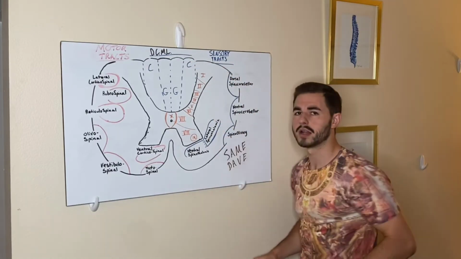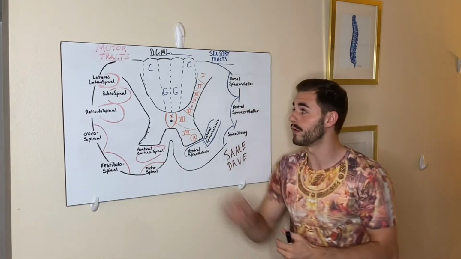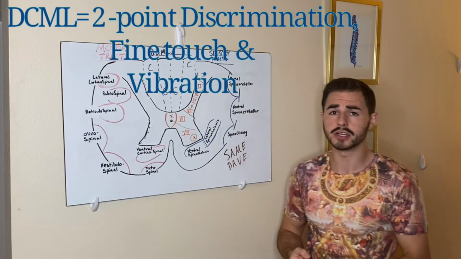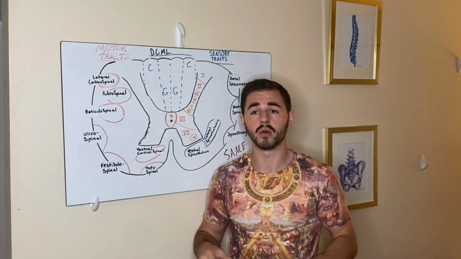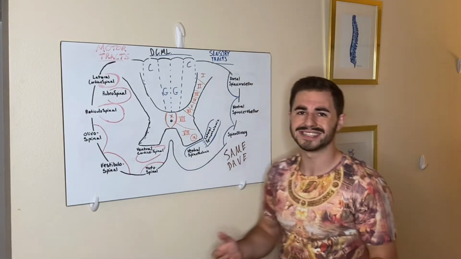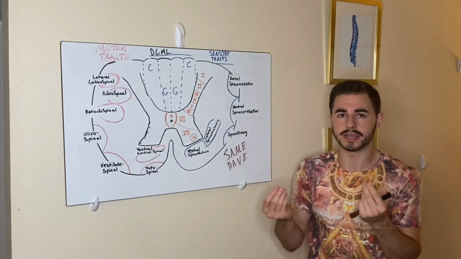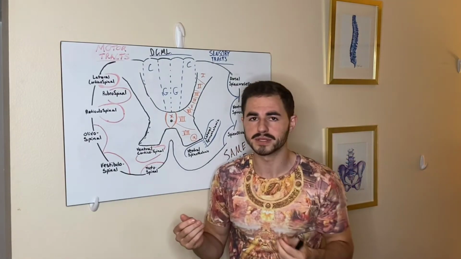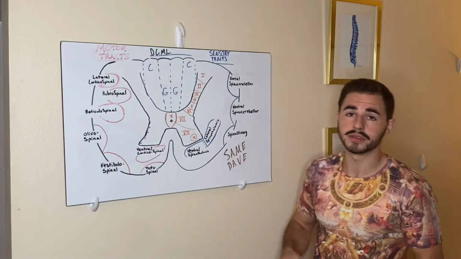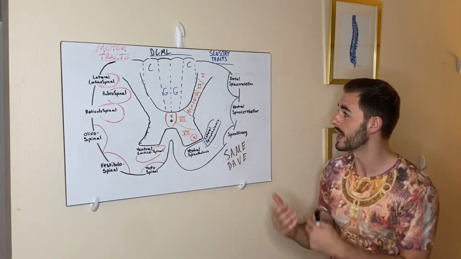So for the dorsal columns, what is its main function? That's what you really need to know about. Its main function as a whole is for two-point discrimination, fine touch, and vibration or proprioception, basically. So what you need to know in detail are, for example, on your fingertips and in your lips you have a lot of detailed proprioceptors. So all these light touch sensory organs are from the DCML. That's the main pathway sending that information to your brain.